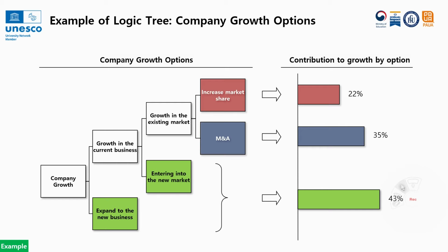Now let's try to disaggregate growth in the current businesses into the smaller pieces, the smaller solutions. Growth in the current business is divided into one option, which is growth in the existing markets, and the other option is entering into the new markets. Growth in the existing market is different from entering into the new markets, right?